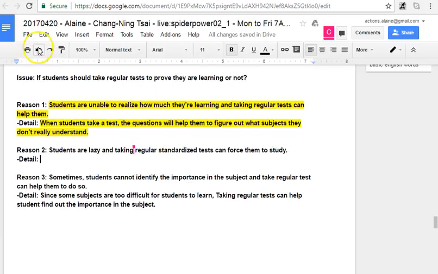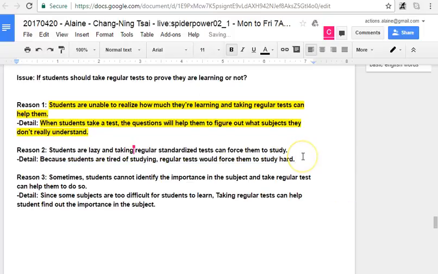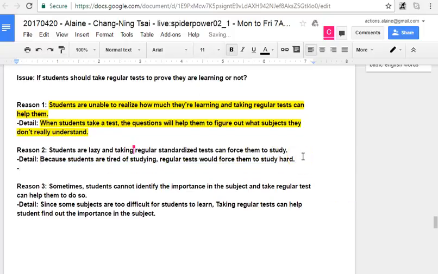Or here, use this as your reference to provide another detail. But again, make sure that there will be no redundant statements. Do you know what redundant means, right? Yeah. Okay, go ahead. I'll give you enough time to think of it.